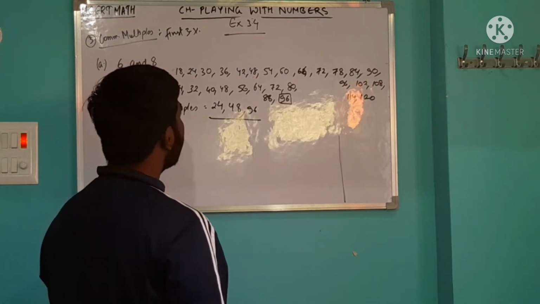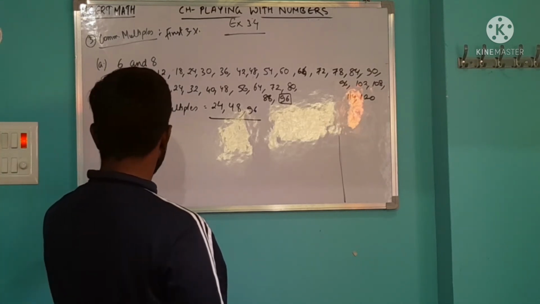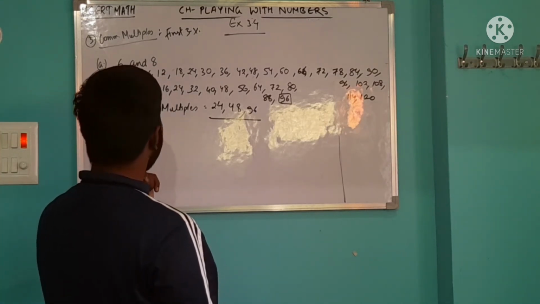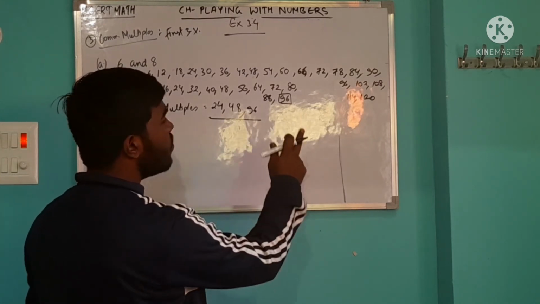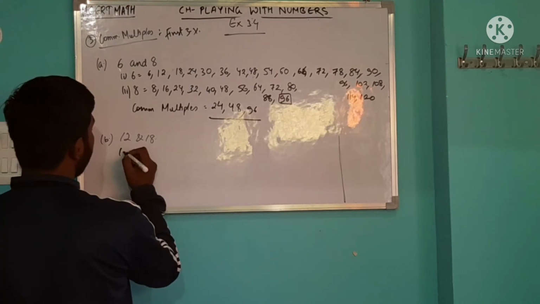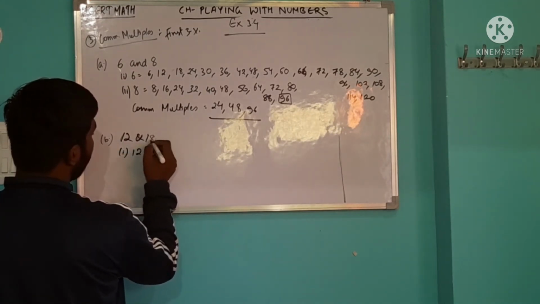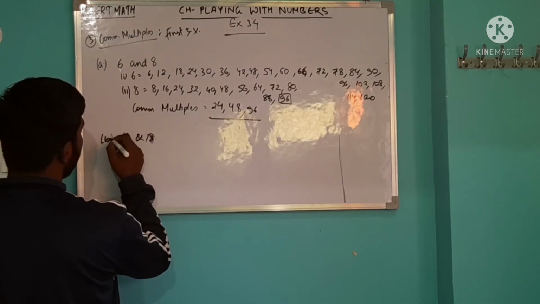Firstly, try to write the first 10 multiples of each number. Then, if the ask is more and we get fewer, write some further multiples of the given number. So in part B we have 12 and 18.